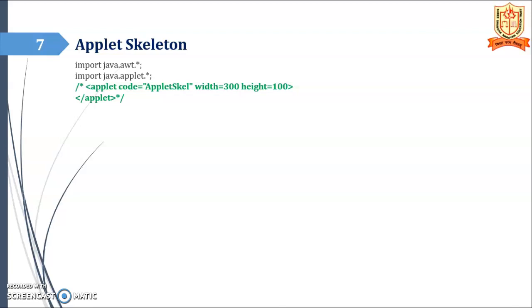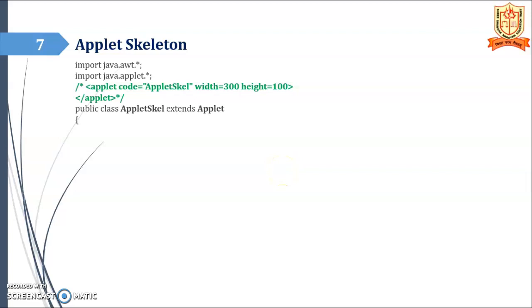When you are writing this code, this represents the applet code. Now, AppletSkel is the name of the Java source file in which I am creating an applet. Width and height determine the size of my window. Since these are HTML tags and we are writing in Java code, this needs to be commented. While compiling, the compiler comes to know that this is the applet code. So the representation of the applet is specified with this code.